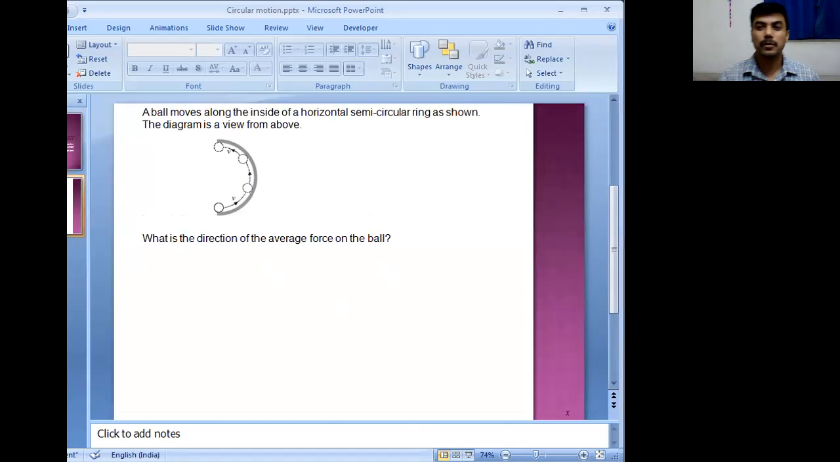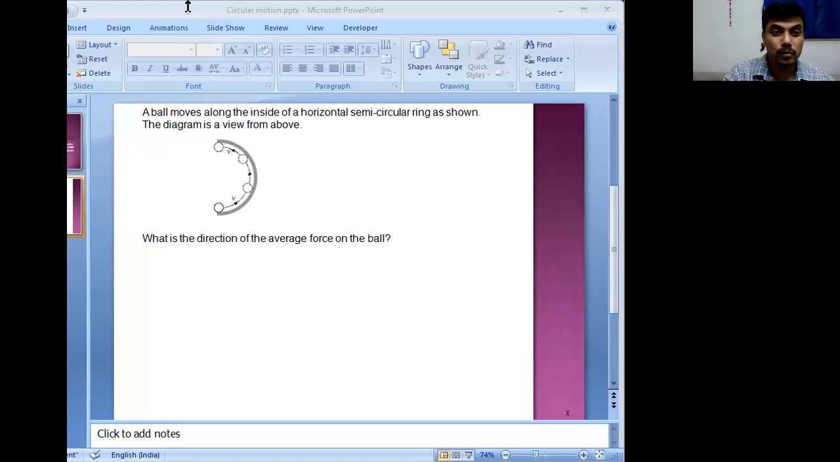If you refer to the question, here we have got an object, a ball, just like the one that I showed you. It is moving along a horizontal semicircular ring. Now, if you have to find out the direction of the average force on the ball, then you have to do it by finding out the direction of acceleration. Mind you, force and acceleration are related to each other by Newton's second law. You know that, right? So we have to find out the direction of acceleration.